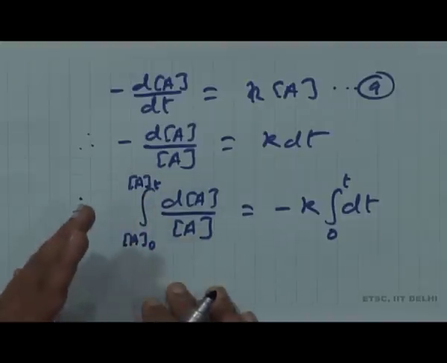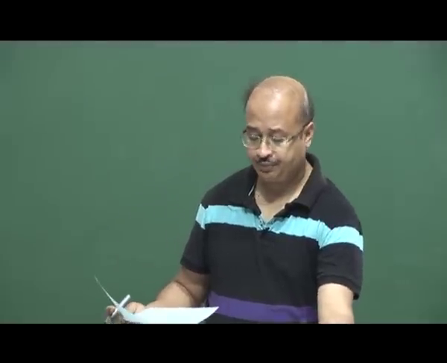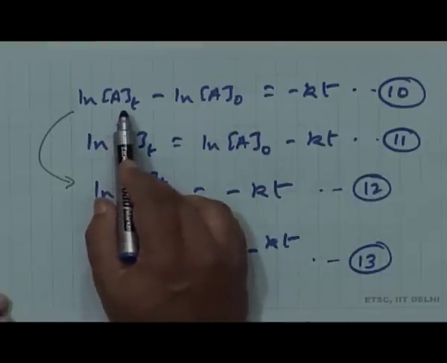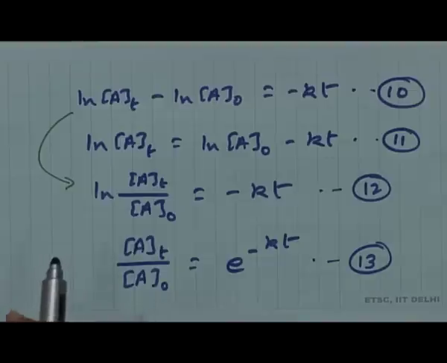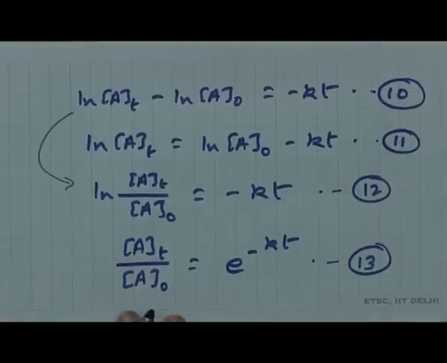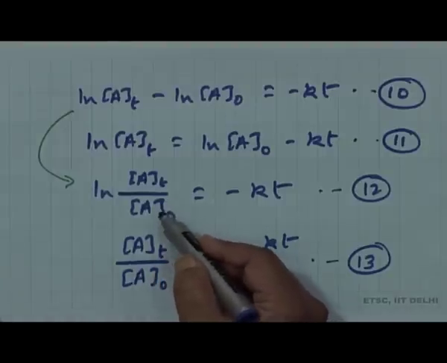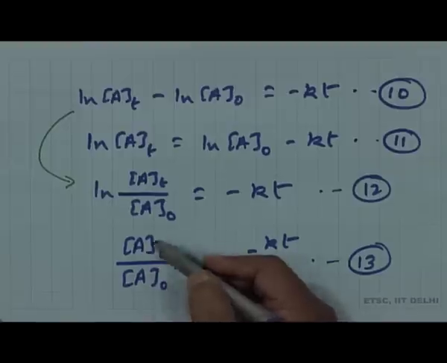The one on the left hand side is a logarithmic integral, a standard integral. The other on the right hand side is just K times t, okay, and hence what we get is an expression like this, right. So, natural log of A t minus natural log of A naught is equal to minus K t. If you rearrange this, then from 10 I get 11, right. The other way of doing it is, instead of keeping it in the form of 11, I go ahead and express it in this form, where natural log A of t over A naught is equal to minus K t.